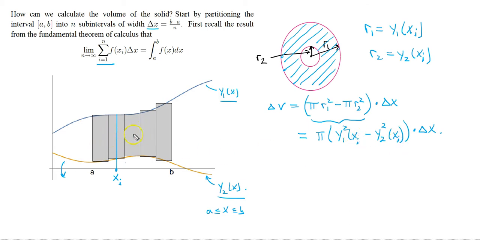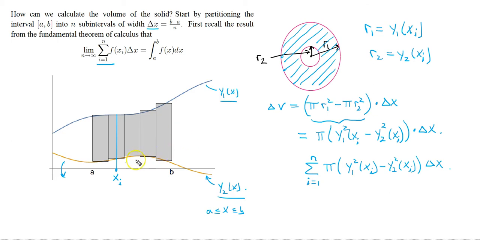Now if we sweep each rectangle around the x-axis, we're going to get many different washers. And if we add up the volume of each one, that's going to be an approximation to the volume of the solid that we want to find. So let's sum all of these up, and this is what we get. And there we go.